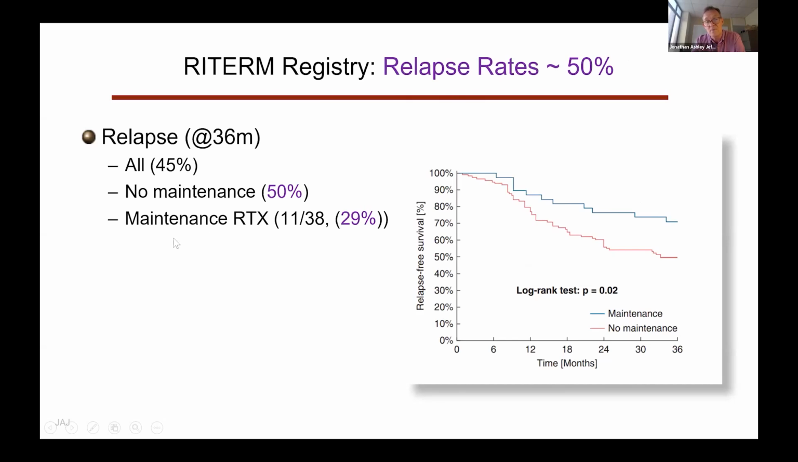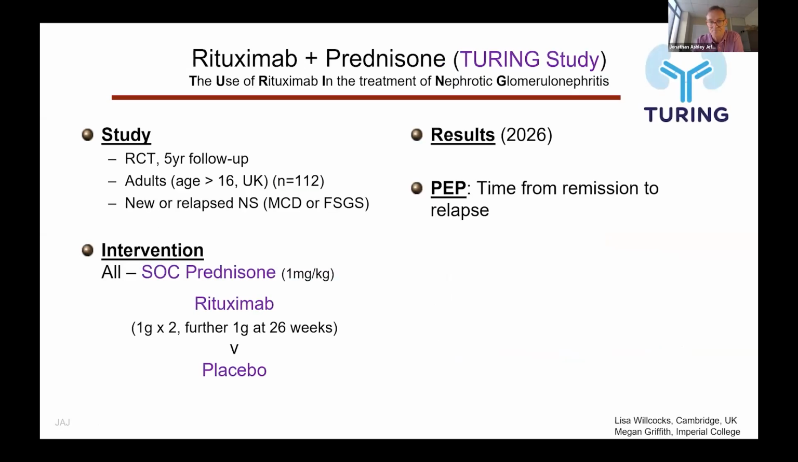In a subgroup, they were treated with maintenance rituximab. After that first course, they were given consolidation doses at 6 months or further. In that case, about 30% relapsed. So we're seeing that in certainly a group of patients, anti-B cell therapy is quite effective at preventing relapses. And I think this is the last slide.